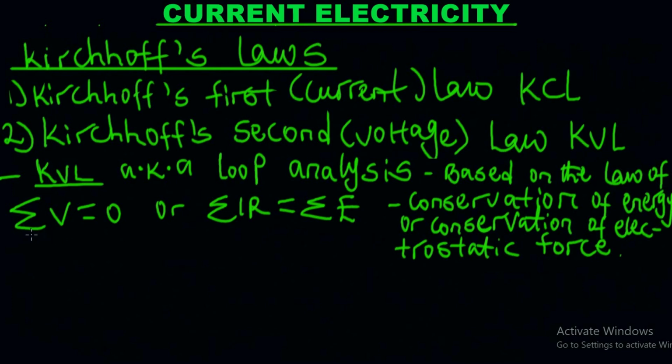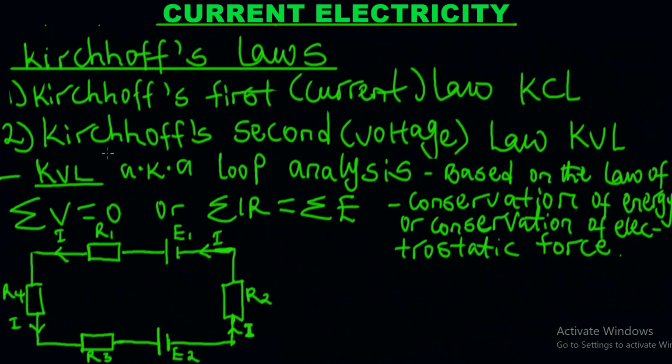When you sum up all the potential differences in a closed circuit, it is zero. Now let's see a diagram to explain this, because it can also be stated in another way: the algebraic sum of all the voltage drops in a closed loop is equal to the sum of the E.M.F in that loop. This is what we mean.